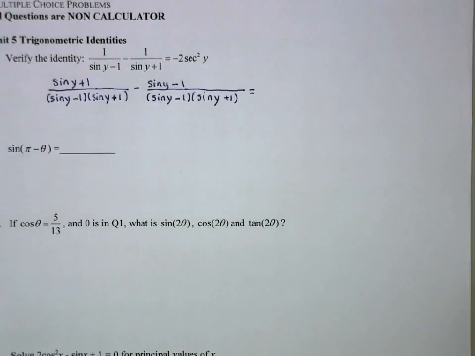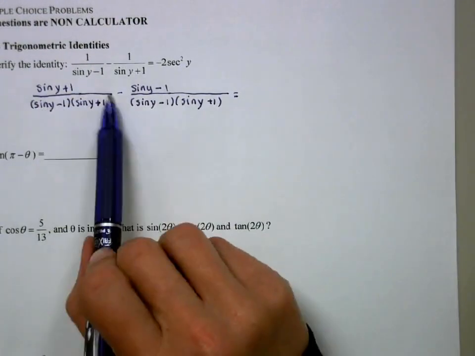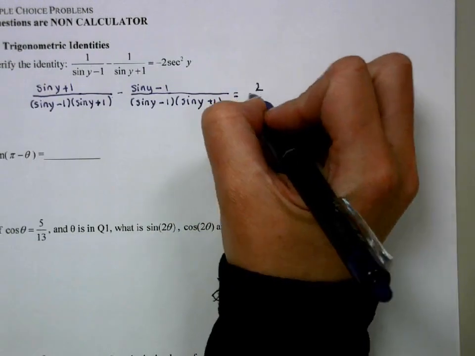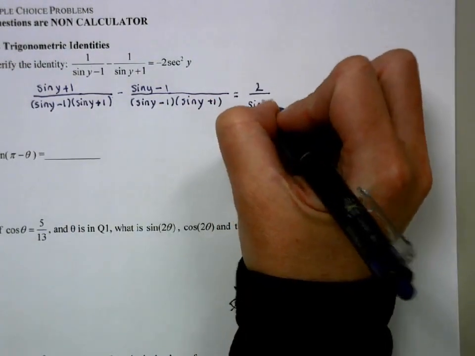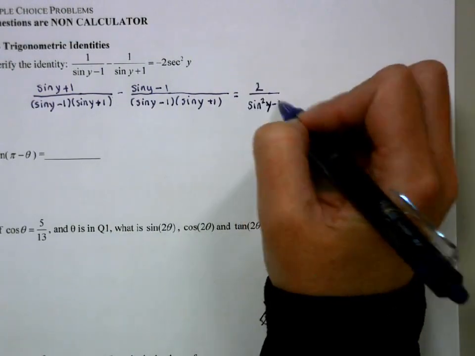Okay, I don't have a whole lot of room here, so we're going to work sideways. So sine minus sine is 0, and then we're going to have 1 minus -1. So on the top I have 2. When we FOIL this denominator, we get sine squared minus 1. Well, this is equivalent to negative cosine squared.